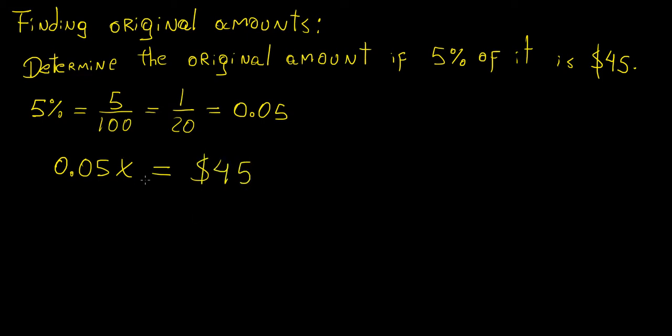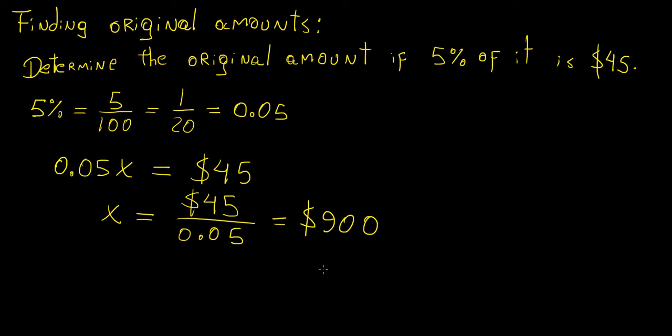And now we want to find the original amount, so we just rearrange this equation. So we're going to have 45 on 0.05. And then if we plug that into our calculator, that's going to come down as $900. And we can always check that this is the correct answer simply by multiplying this by 0.05, and we should go back to $45.